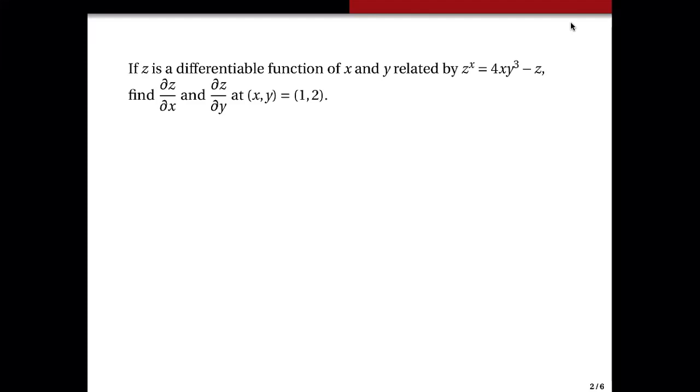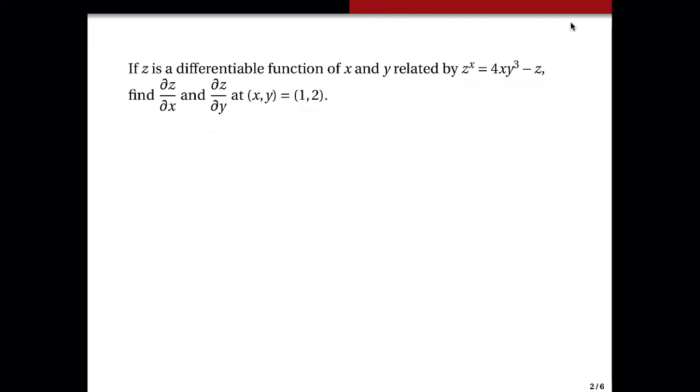If z is a differentiable function of x and y related by z to the power x equals 4xy cubed minus z, then find the partial derivative of z with respect to x and the partial derivative of z with respect to y at x comma y equals 1 comma 2.